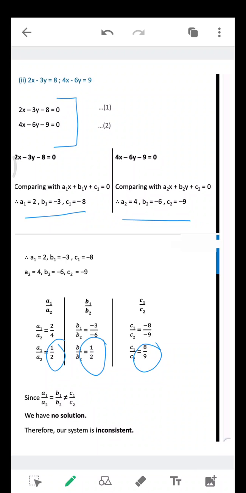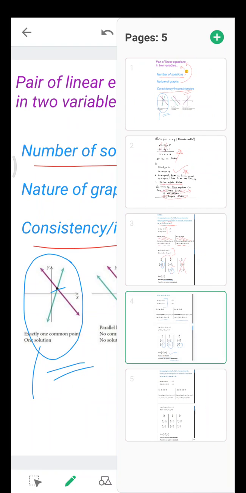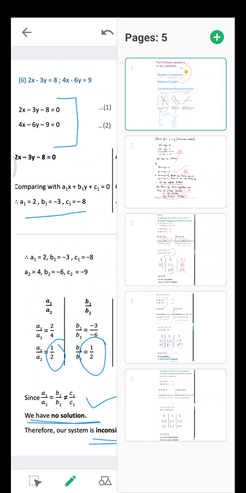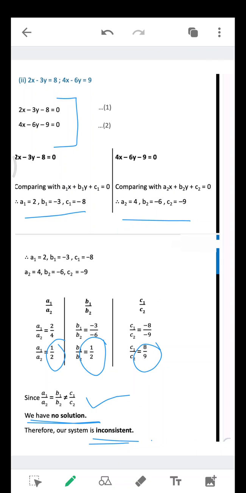So when this condition exists, a1 by a2 is equal to b1 by b2 is not equal to c1 by c2, then we say that this type of equations have no solution and they are inconsistent. And when you draw the graph of this type of equations, you will get parallel lines. Okay, for the first case we will get intersecting lines. For the second case, that is no solution, parallel lines, because parallel lines never meet, so there is no solution to that. Okay, so this is the second case.